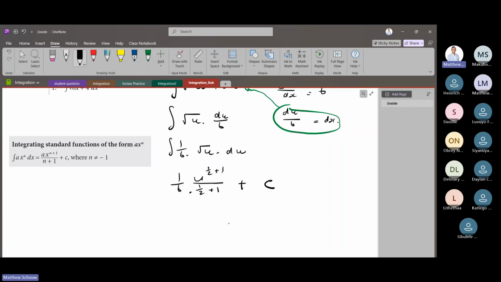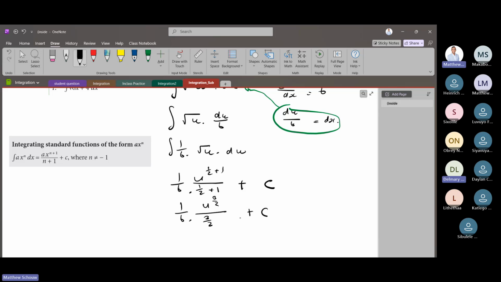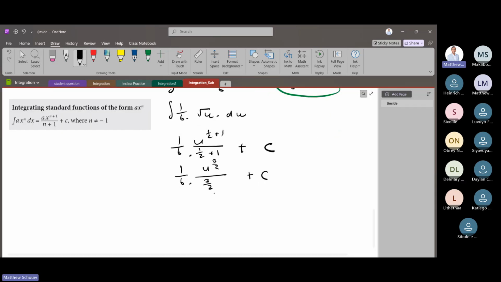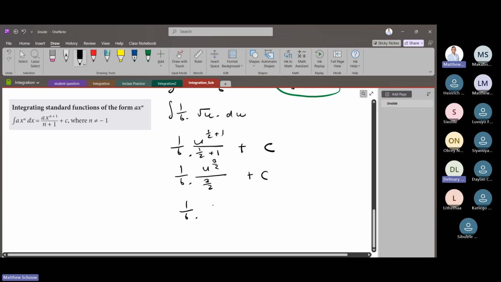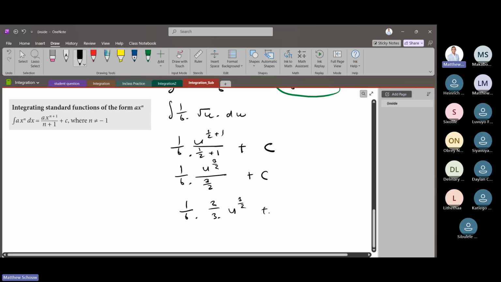Then in the end, I have 1 over 6 times u to the power 3 over 2. Divide that by 3 over 2. Is it 3 over 2? Yes. Plus c. Yeah. This, we can do the reciprocal, flip and times. So 1 over 6 times 2 over 3. And that's going to be u to the 3 over 2 plus c. And this should give you 1 times 2 is 2. 6 times 3 is 18. Which is obviously 1 over 9, I believe.